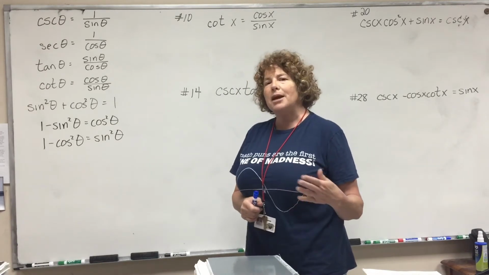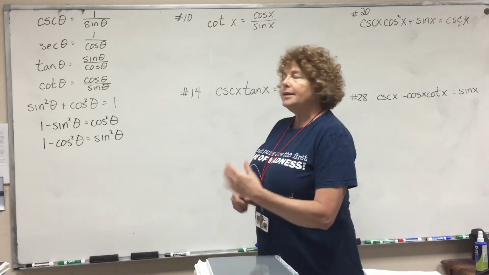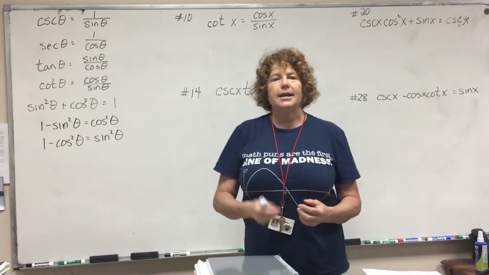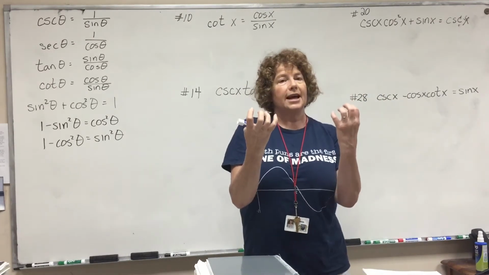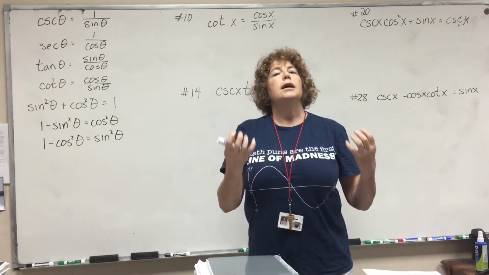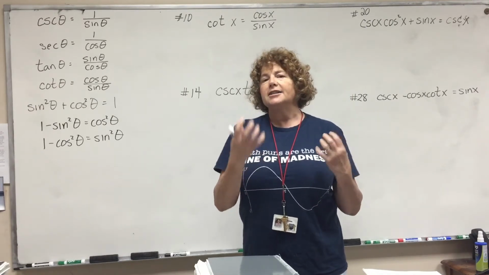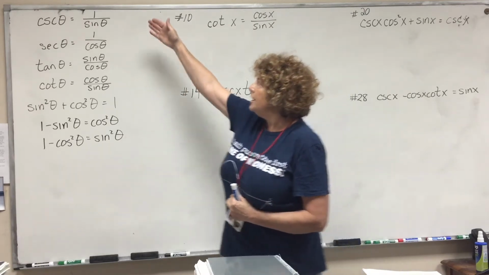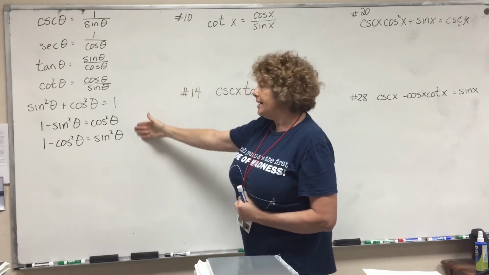Trigonometric identities are basically just taking something that looks complicated and turning it into something that says this side is equal to this side. So all you do is manipulate each side until they equal each other. How do you do that? Well, you substitute in these trigonometric identities.